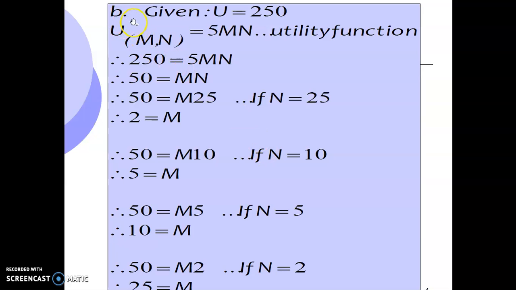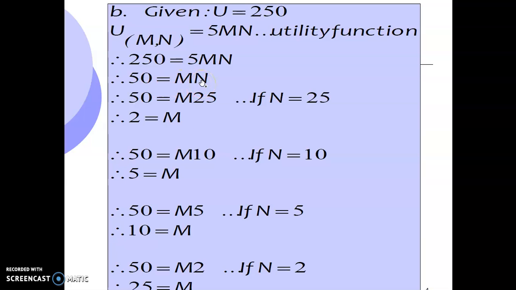Next, point B asks that you graphically illustrate your indifference curve, your utility function. Now, your utility function was given as U is equal to 5 times mn. But you're also told that his utility was 250 utils. So U is 250, so I can substitute that. Therefore, I can say 250 is equal to 5 times mn. And of course, I can simplify that. So I can get rid of that 5, divide both sides by 5. I get 250 divided by 5 is going to give me 50 equal to mn.